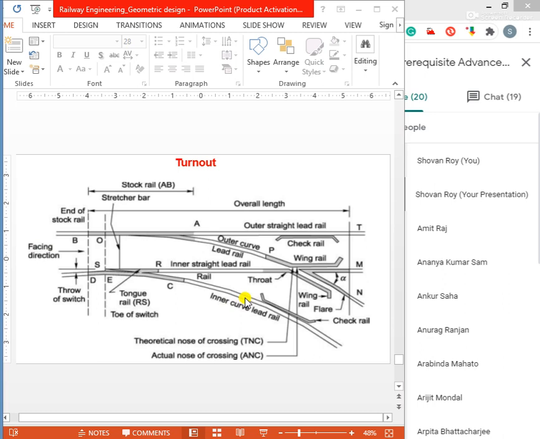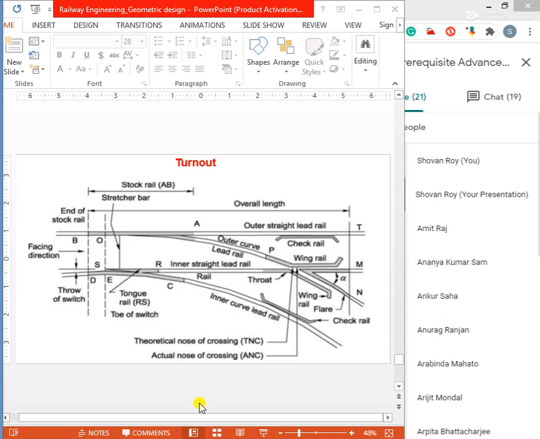That is, the vehicle first negotiates the crossing and then finally traverses the switch from its thick end to its thin end. Therefore, when standing at the toe of the switch, if one looks in the direction of the crossing, it is called the facing direction, and the opposing direction is called the trailing direction. So when the train comes from the left side, it is called facing direction, and when the train comes from this right direction, it is called trailing direction. This is the difference between facing direction and trailing direction.